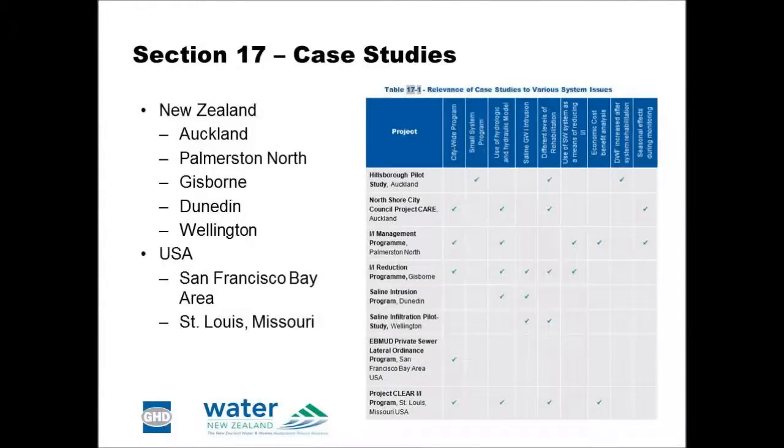Section 17 is the last section, and that contains a number of case studies, 5 of which are from New Zealand, the more advanced I/I programs happening in New Zealand. There are 5 of those, and a couple from overseas, the more comprehensive programs overseas, particularly in the US. So sections 1 through to 17 in each of the 2 volumes is a comprehensive coverage of good practice for I/I reduction, and certainly recommended to the Water New Zealand membership.